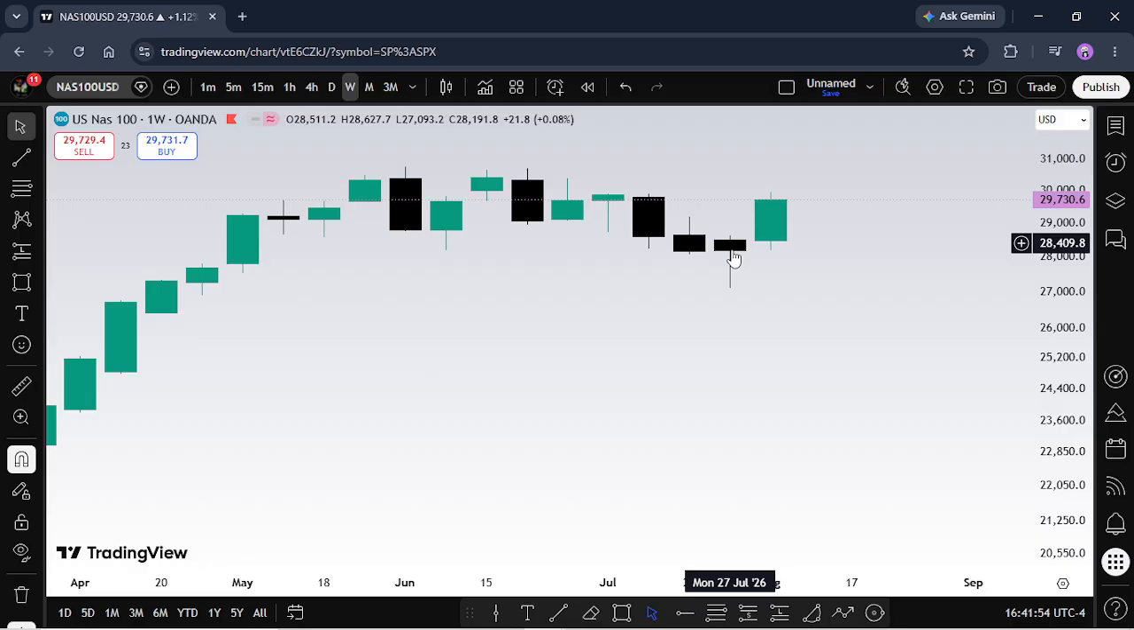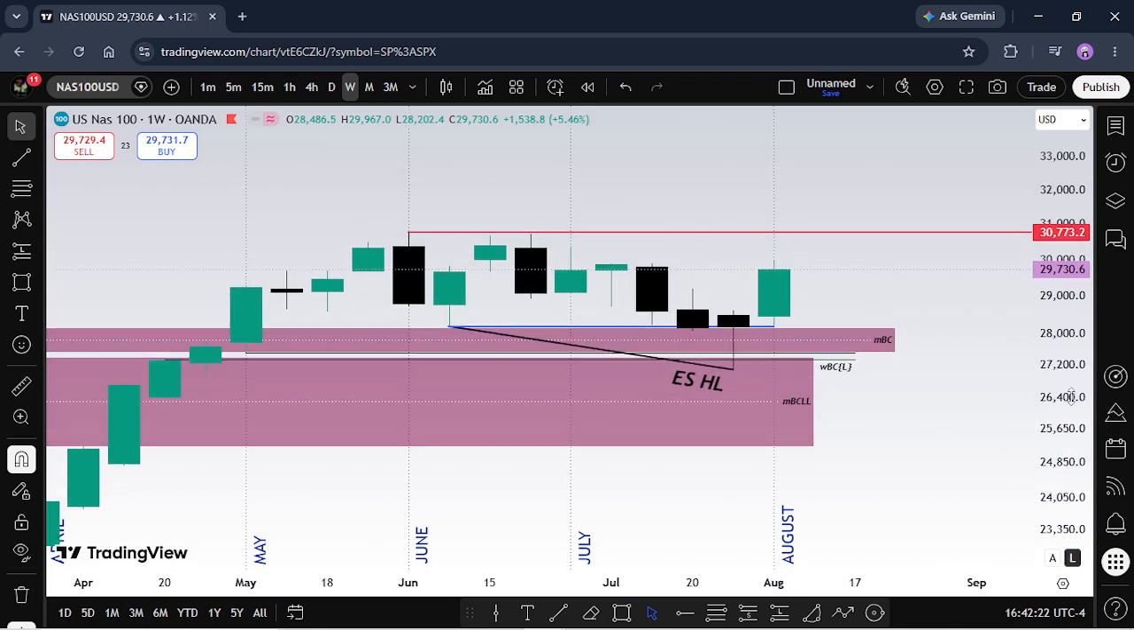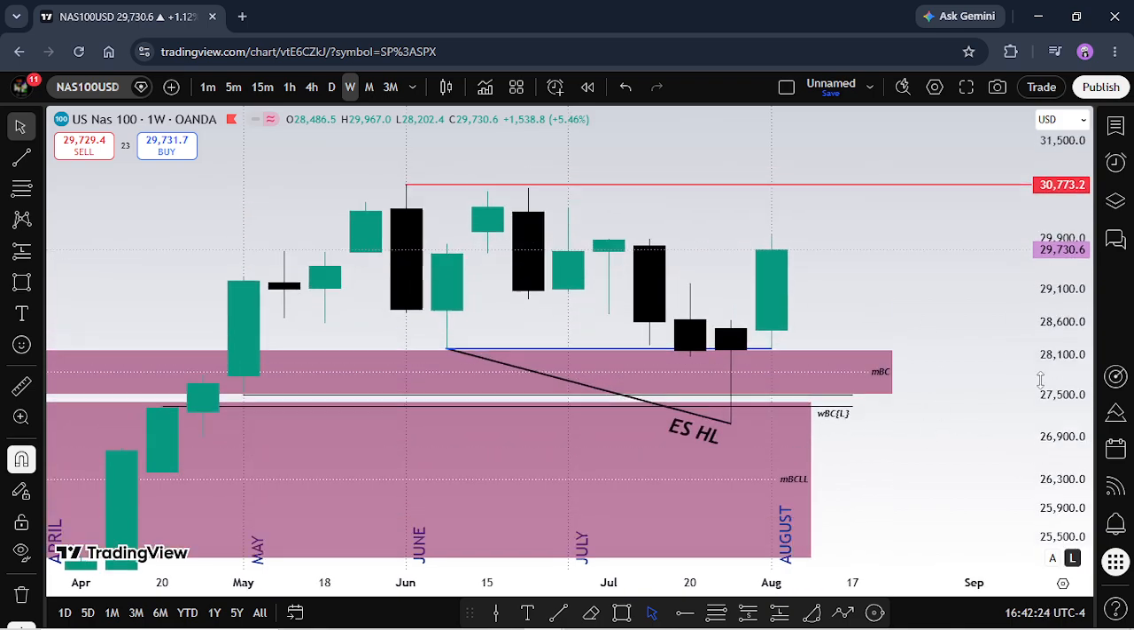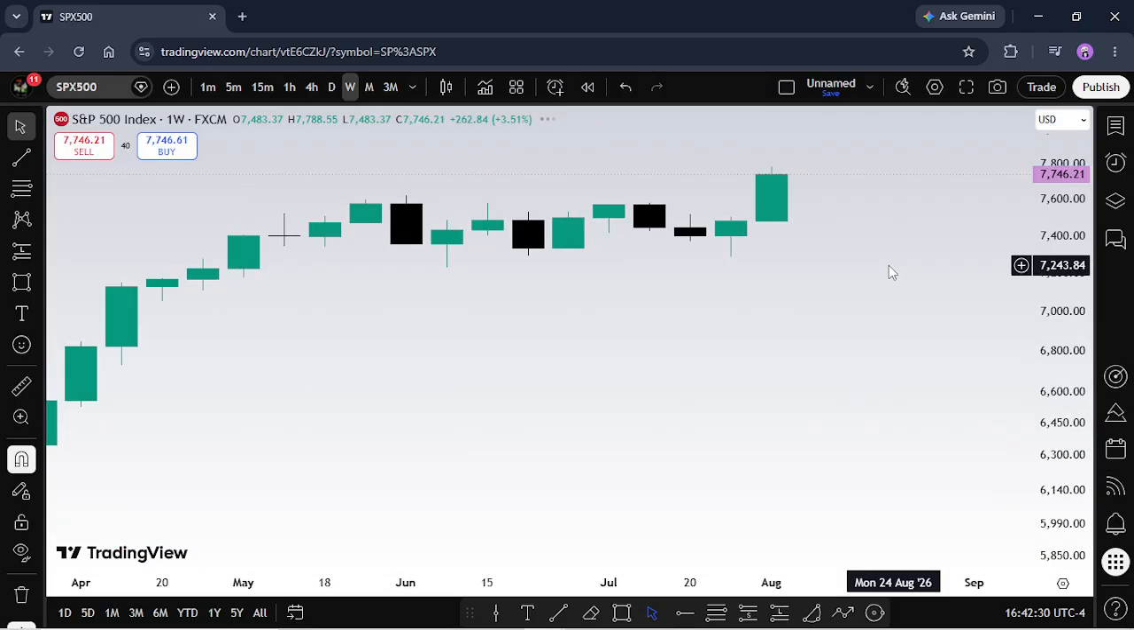It also took the low of July because that was the low of July. It took it. So they and they, that's fine. It's just they and they. Right. Alright, let me take a screenshot of it.